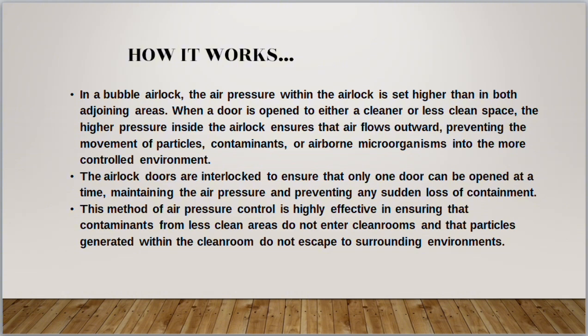In a bubble airlock, the air pressure within the airlock is set higher than in both adjoining areas. When a door is opened to either a cleaner or less clean space, the higher pressure inside the airlock ensures that air flows outward, preventing the movement of particles, contaminants, or airborne microorganisms into the more controlled environment. The airlock doors are interlocked to ensure that only one door can be opened at a time, maintaining the air pressure and preventing any sudden loss of containment. This method of pressure control is highly effective in ensuring that contaminants from less clean areas do not enter clean rooms, and that particles generated within the room do not escape to surrounding environments.